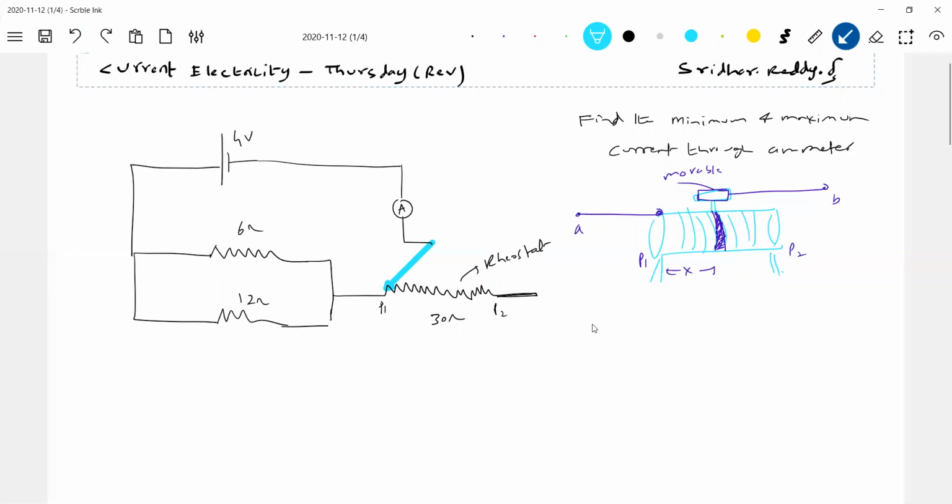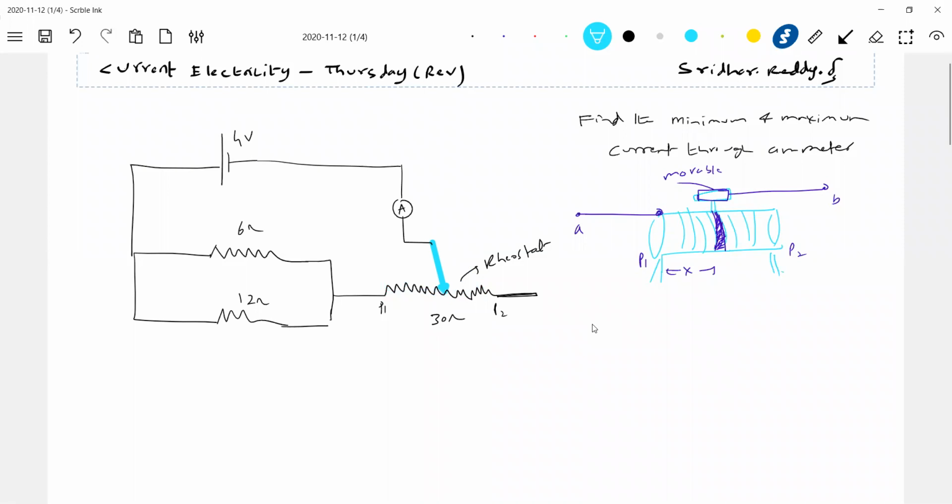Only 6 ohm and 12 ohm in parallel is what's seen by the cell. As I move this arrow, suppose exactly somewhere here, 5 ohm, 10 ohm, exactly at the midpoint, 15 ohm will get added up to the circuit, to the ammeter, in series. When the handle is here, all the 30 ohm will get added up. That's the basic idea of the rheostat. Fine. So what is that arrow I'm moving? That is the handle.